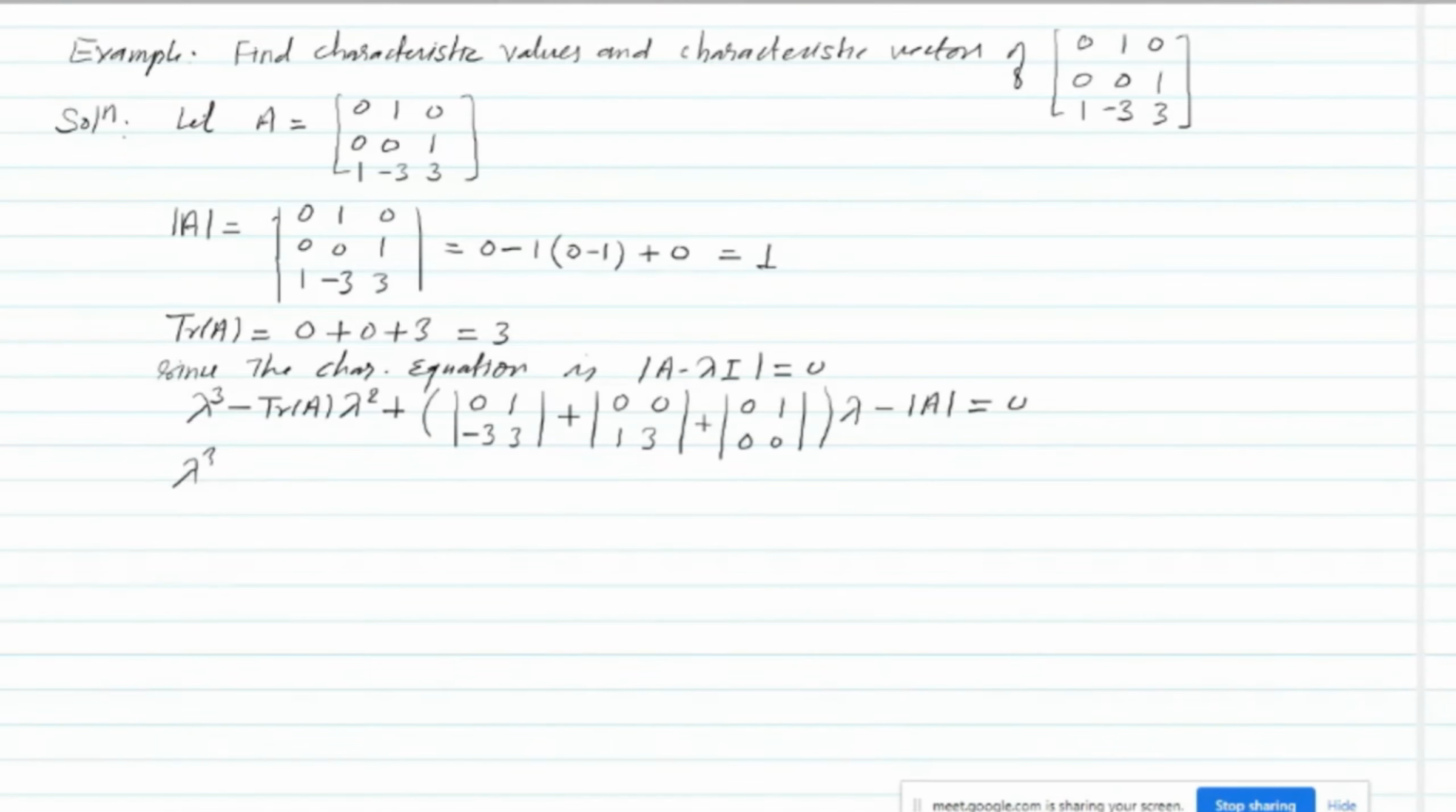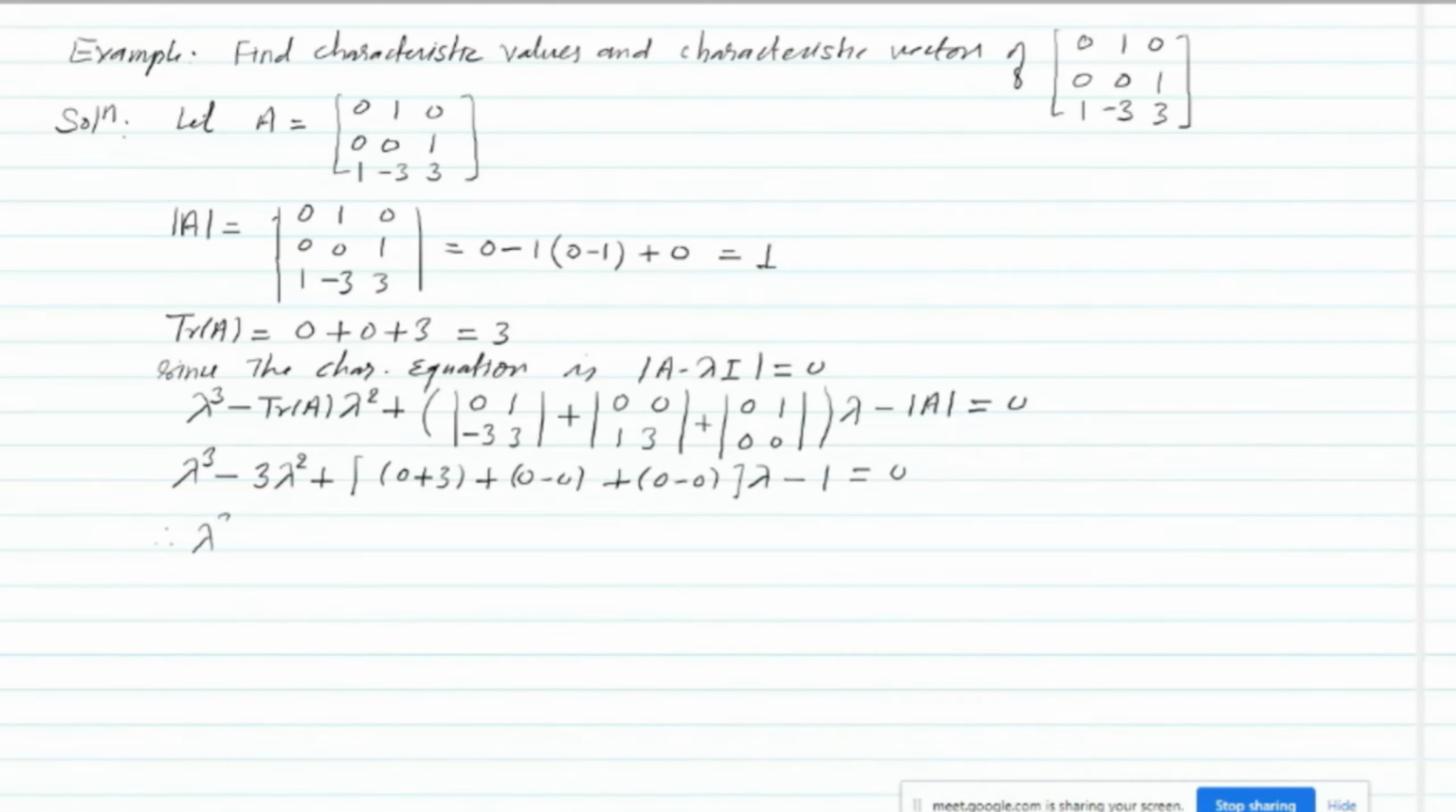Just simplify this. So this becomes lambda cube minus trace of matrix A. How much do we obtain? 3 lambda square. And plus, simplify this: 0 minus minus goes plus 3, and plus 0 and 0, so 0 minus 0. And plus 0 into lambda, and minus determinant of A. How much do we obtain determinant of A? Determinant of A is 1, and this equals 0.